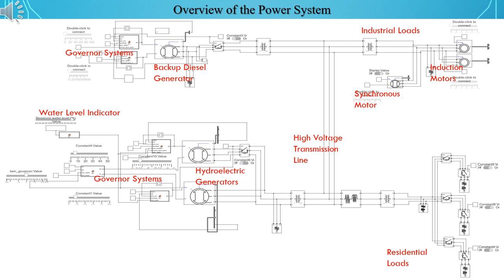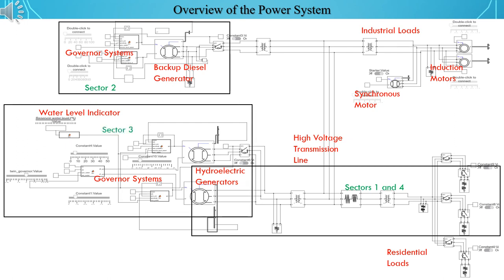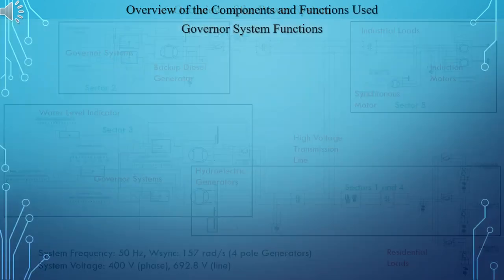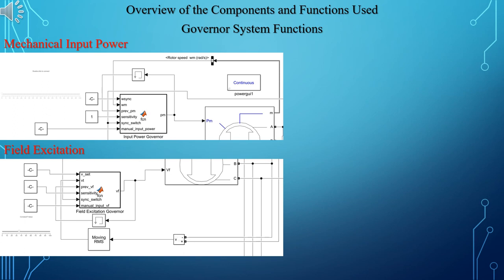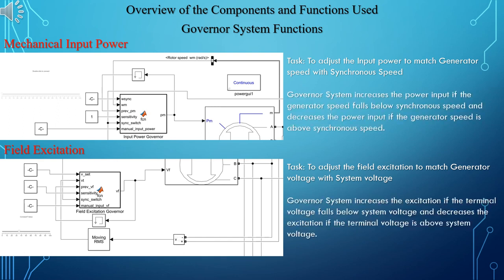As the system is too large to simulate at once, it is divided into 5 sections and each of them will be simulated individually. The frequency of the entire system is 50 Hz and the phase voltage is 400 volts peak. Two MATLAB functions are used as governance systems for the generator. Their task is to keep the frequency and terminal voltage of the generators constant to the system frequency and voltage by increasing or decreasing input power and excitation as necessary.